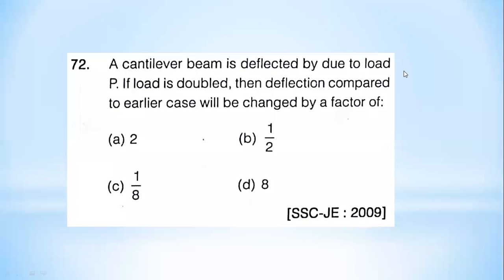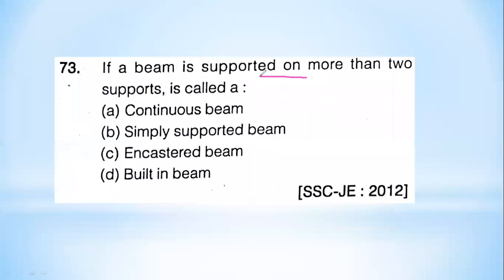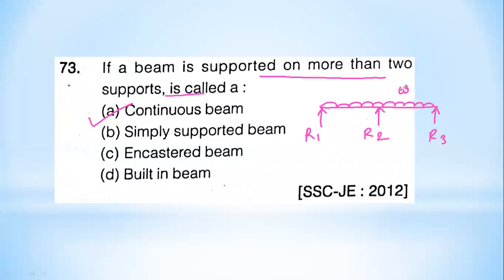Next, 73. If a beam is supported on more than 2 supports, it is called as. For example, let's say you are having a uniform distributed load and it is supported by more than 2 supports. Then it is called as continuous beam. In this case, you will be having reactions like R1, R2, R3, and this is the W loading. So such type of beam is called as continuous beam.